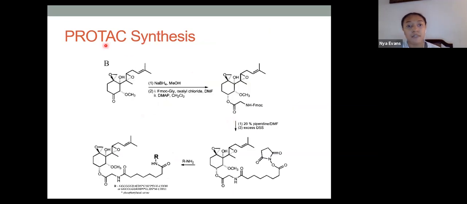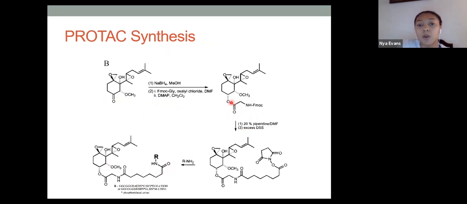So then here you have the PROTAC synthesis. And I guess the important part that I want to highlight is this part right here, this ketone. So the NaBH4 reduces this ketone so that a linker can be added to this section. This is the final linker, but this is the beginning of the linker.